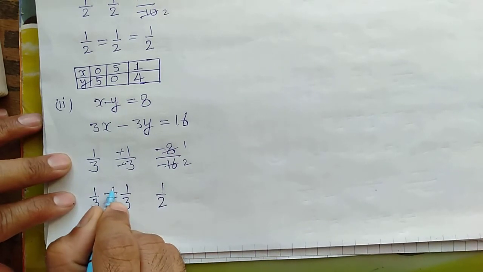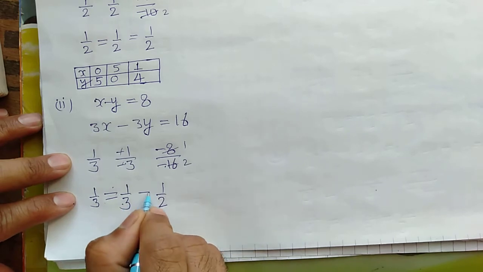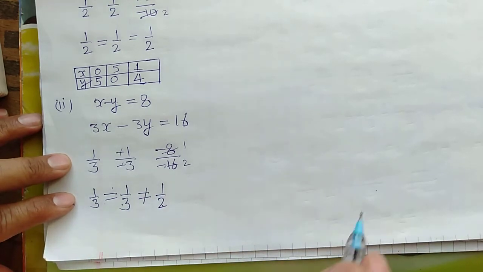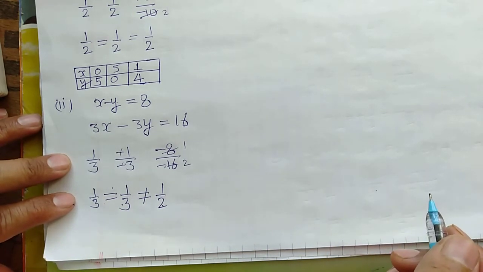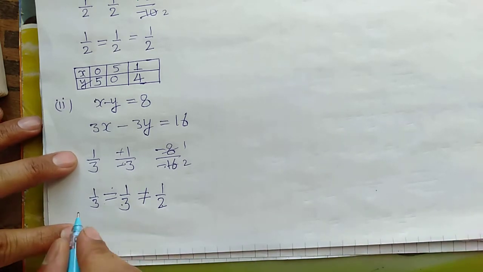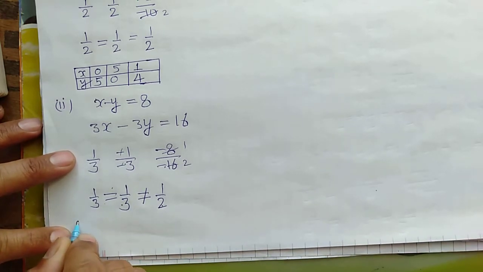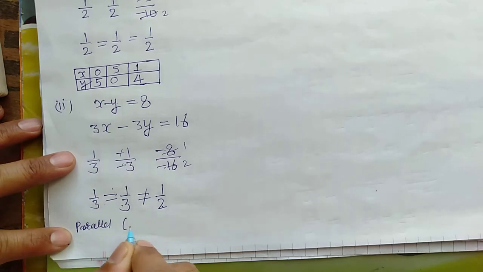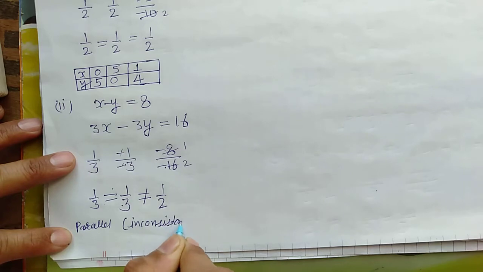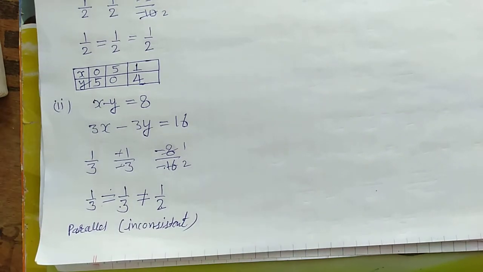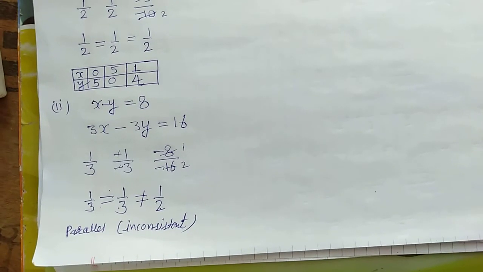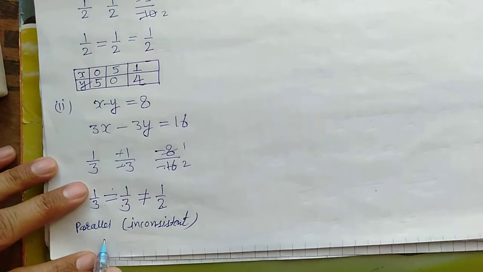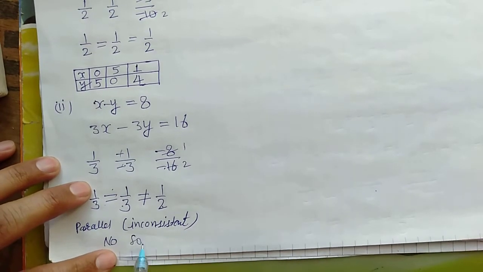A1 upon A2 is equal to B1 upon B2 is not equal to C1 upon C2. Right? So it means they are parallel lines according to the condition. Parallel means inconsistent. Is it? They are inconsistent, and inconsistent means no solution.